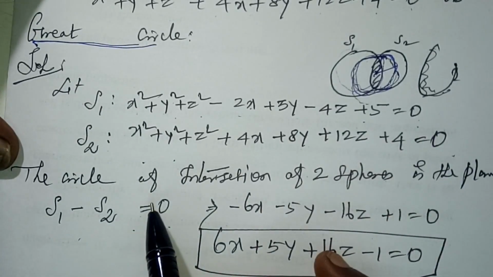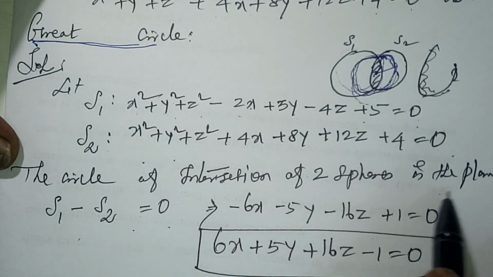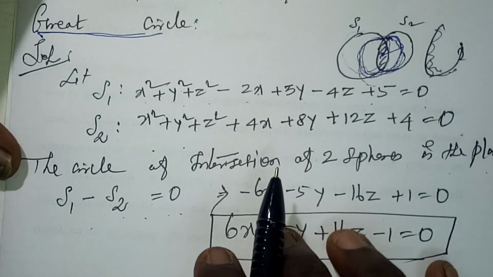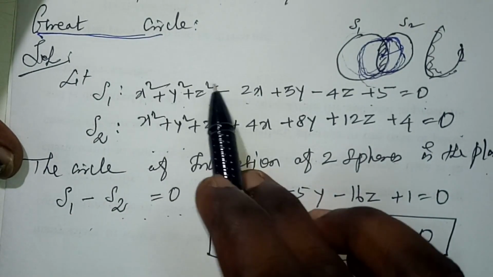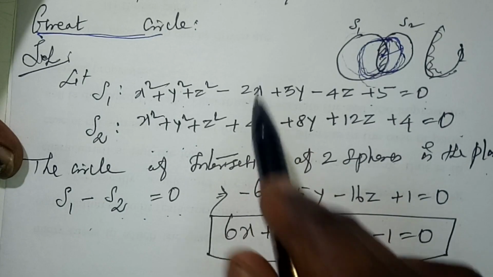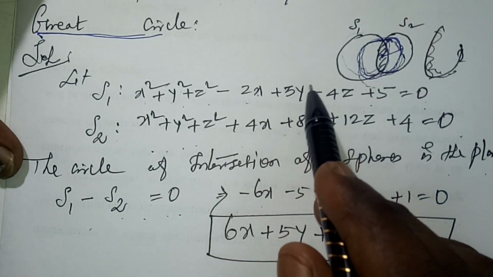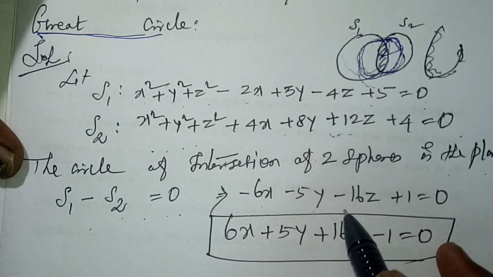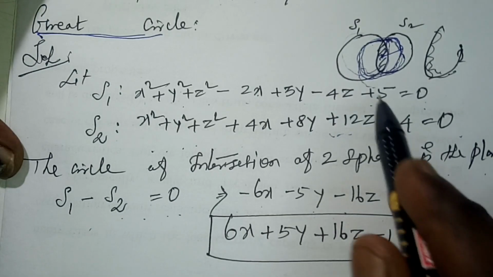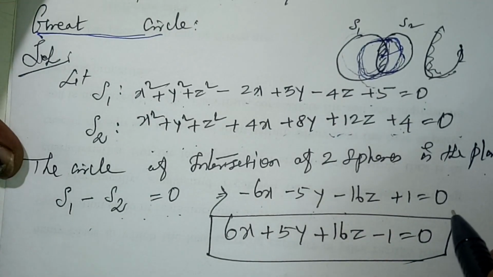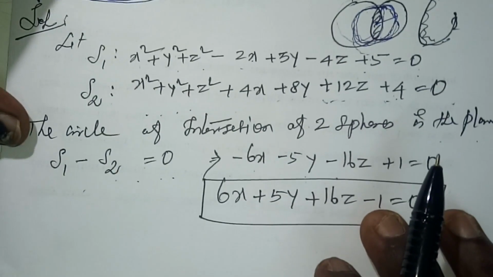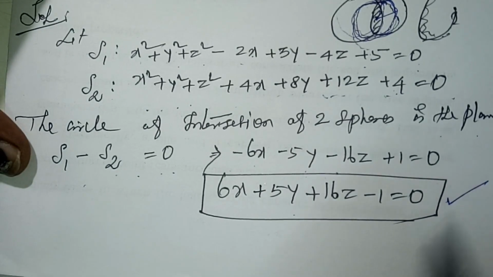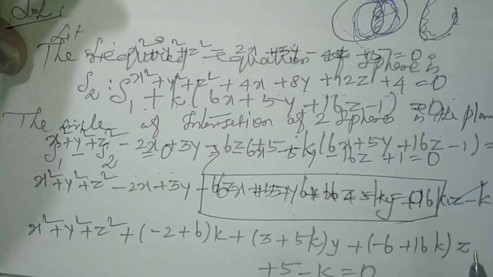Next, the circle of intersection of spheres is the plane. Already we know that. So now S1 − S2 = 0. From this, x² cancels, y² cancels, z² cancels. I put minus here, so I got −6x, −5y, and −16z, and 5 − 4, I get 1. So plus 1 = 0, multiplying by minus on both sides, I got 6x + 5y + 16z − 1 = 0. So it represents the equation of the plane.